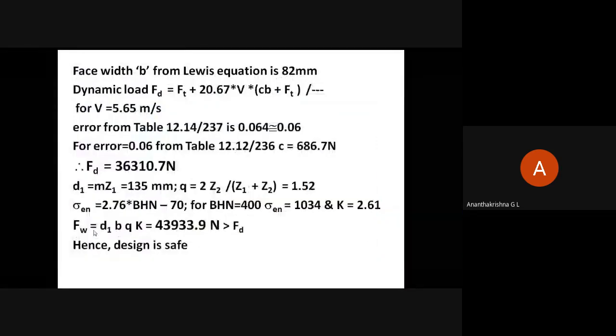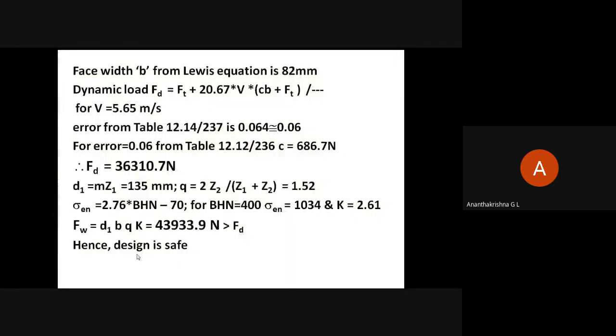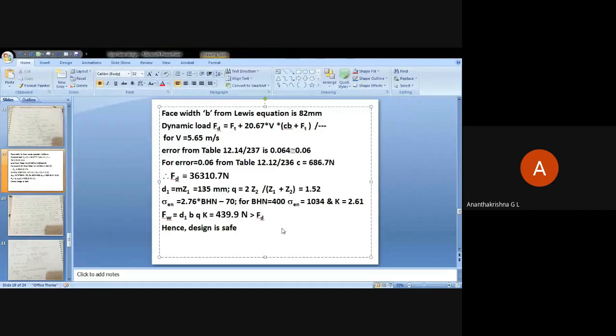Okay. For that, you will get FW to be equal to around 43,000. That is 135 into 1.52 into 82 into 2.61. So what you get is 43,916. Okay. Correct? So 43,916 is what I got. Maybe you would have got a value closer to that, correct?